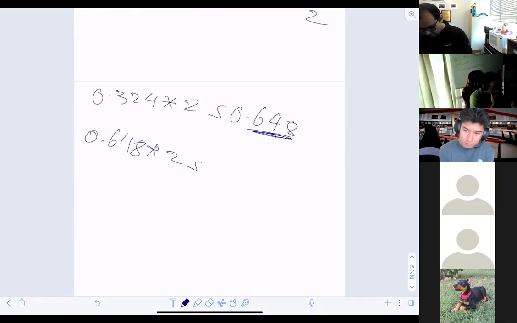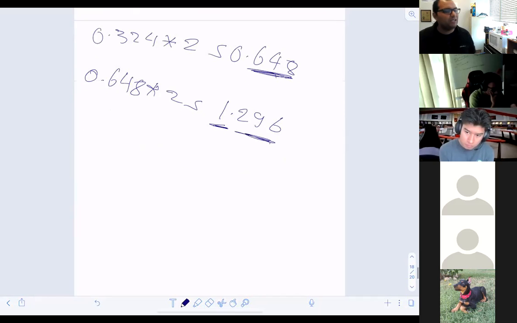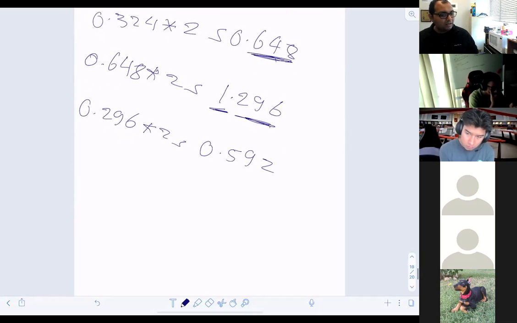0.648 times 2 is gonna be 1.296. I like this number. Okay, leave it now, right? So I'm gonna take this fraction again. So it's gonna be 0.296 times 2. You're talking about 0.592, right? What else are we gonna do?